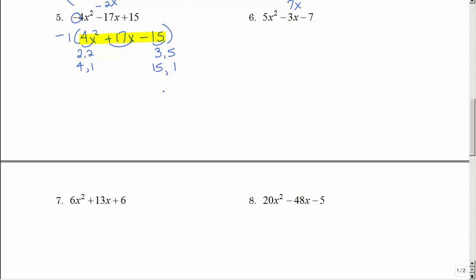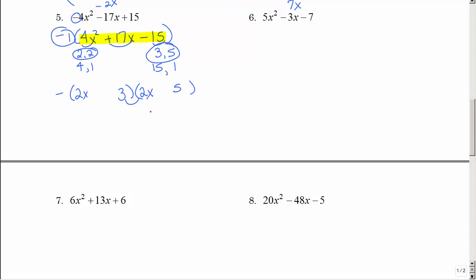Maybe this time I might try the bigger number. I don't know. So you want to not leave out that negative as part of your answer. So you want to try the 2 and the 2? You want to try the 3 and the 5? Stick with the smaller.